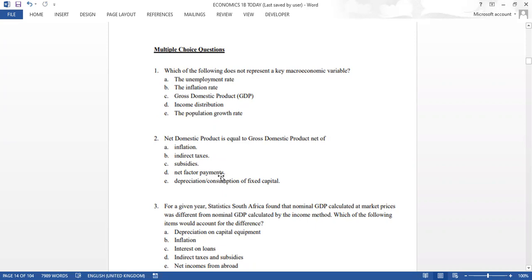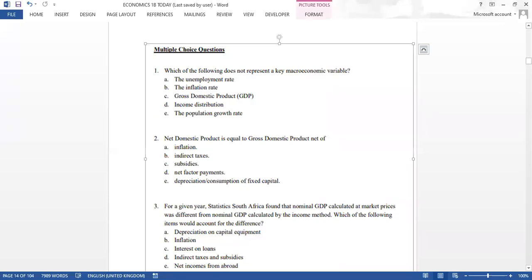Then number 2 is stating that net domestic product equals gross domestic product net of. So I think we talked about the net domestic product when we were talking about the variations of gross domestic product. We talked about depreciation or consumption of fixed capital within the economy. We did not talk about inflation, indirect taxes, subsidies, etc. We talked about depreciation. So the answer on number 2 is E, which is depreciation. So for you to calculate net domestic product, you say GDP minus depreciation, then you get your net domestic product.